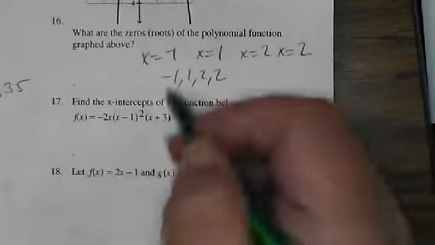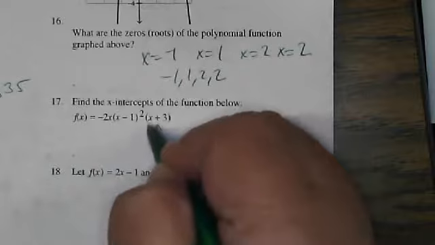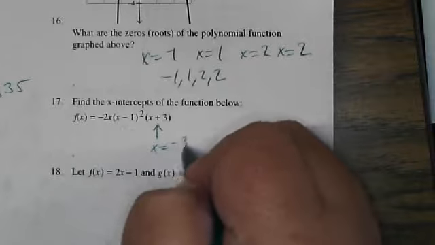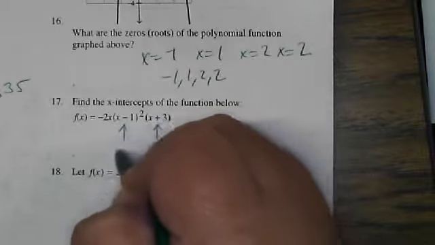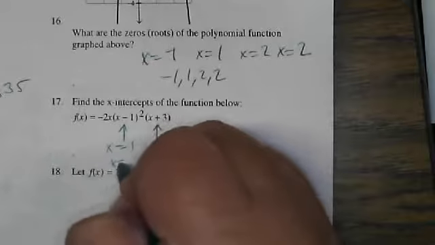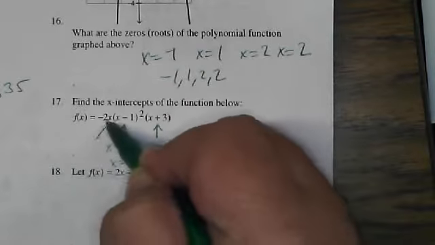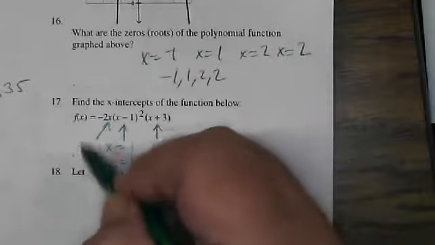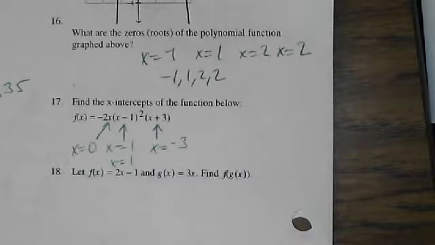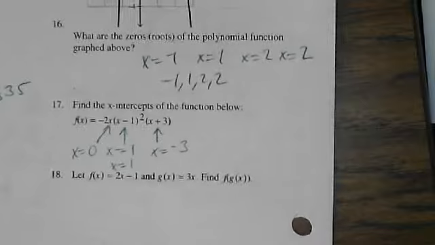17, find the x-intercepts. So the easy ones are the ones that you see in the parentheses, -3. There's 2 of these, 1 and 1. This is the tough one. Whenever you see an x that stands alone, know that that is 0. So there are 4. It's a quartic.